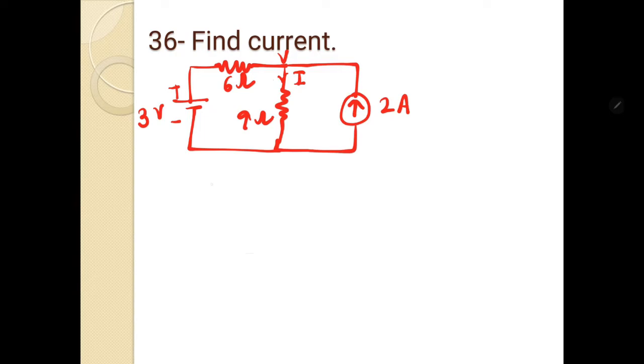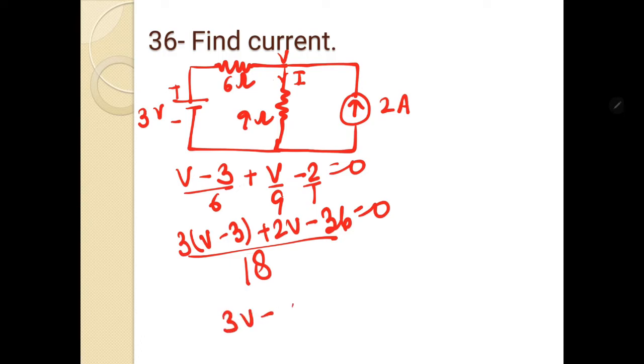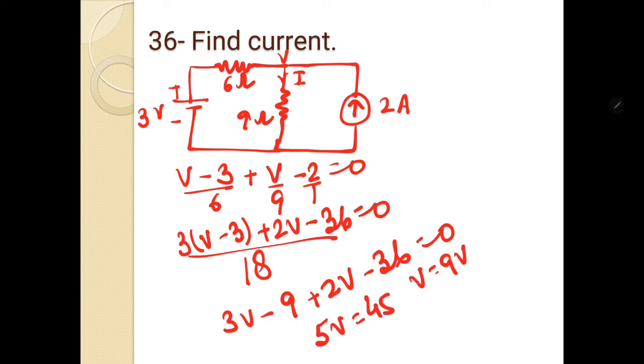To find the current, I solved using nodal analysis as (V minus 3) by 6 plus V by 9 minus 2 is equal to 0. The LCM came as 18, so 3V minus 9 plus 2V minus 36 is equal to 0, 5V is equal to 45 and V is equal to 9 volt. And to find the current in that branch, I is equal to 9 by 9, that is 1 ampere.